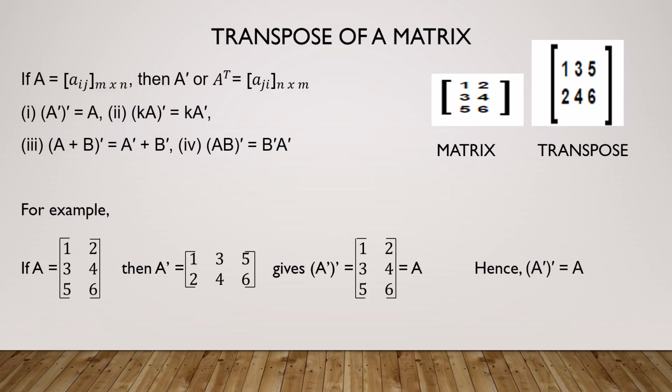Some very important results. A transpose transpose is A. k into A whole transpose is k into A transpose. k remains unaffected. A plus B whole transpose is A transpose plus B transpose. AB whole transpose is B transpose into A transpose. Remember that. Correct? For example, what does this mean? If I have a matrix A given over here, transpose means I just interchange the rows and columns. Again, I take the transpose of that transposed matrix. Then I will get the original matrix A. So this shows A dash dash is A. Similarly, other results can also be proved.